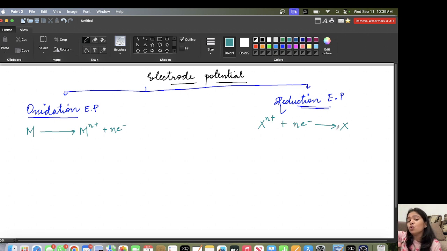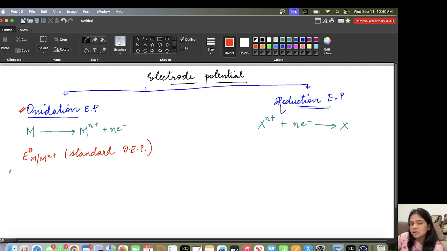Then we studied two electrode potentials. One is standardized, one is fixed, and the other one which we need to measure by the Nernst equation. The first electrode potential was standard electrode potential, which is measured as E naught. Now we are measuring standard oxidation electrode potential. So how will we write it down? M is converting into Mn plus. That's what your oxidation is. This is how you mention standard oxidation electrode potential.